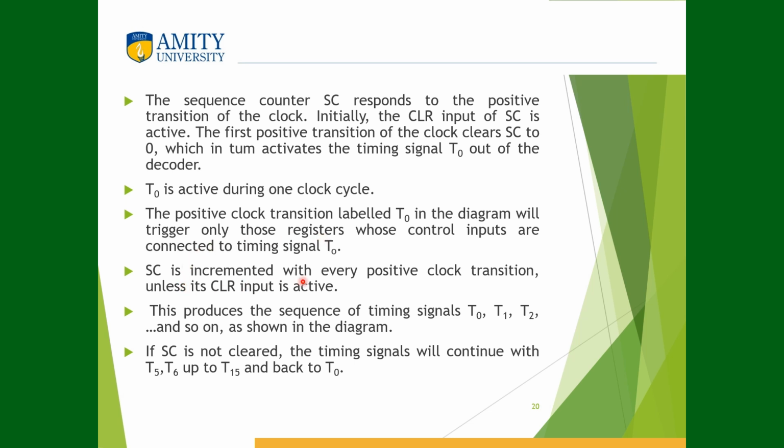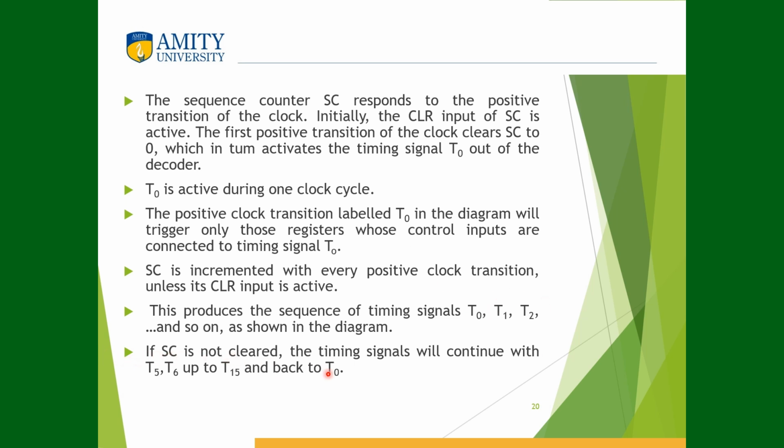The sequence counter is incremented with every positive clock transition when the clear input is not active. Hence, it is not set to 0 throughout the cycle. This produces a sequence T0, T1, T2 and so on, as shown in the diagram. We saw T0 first, then T1 was active, T2 was active, and so on.